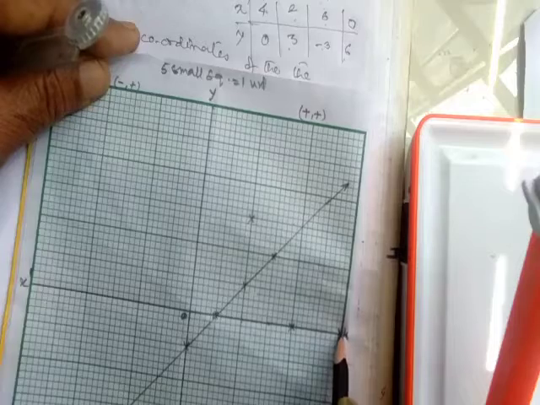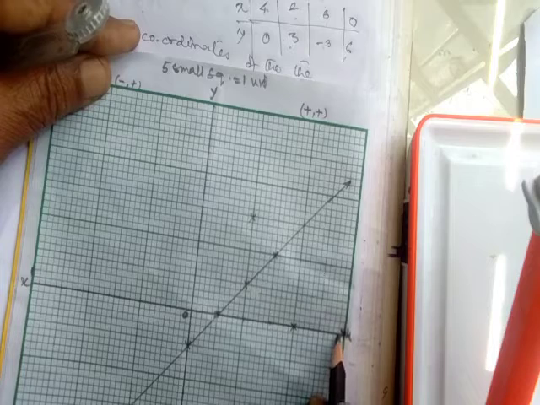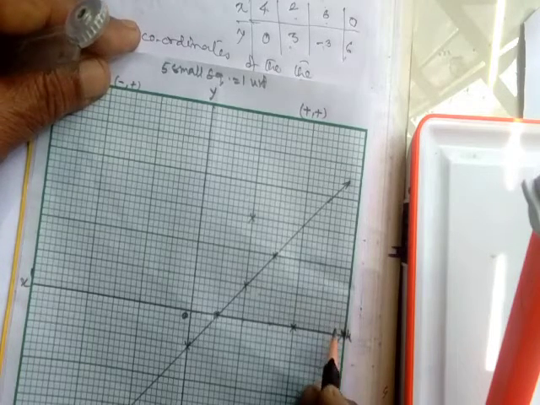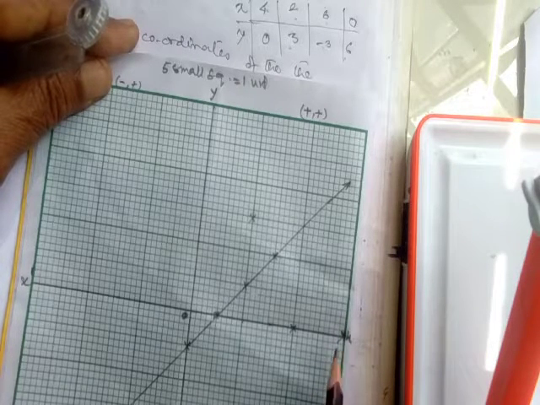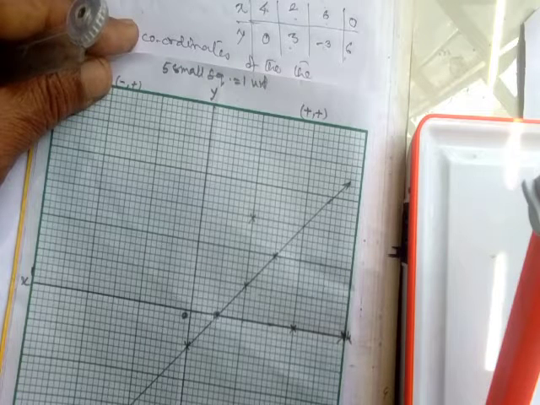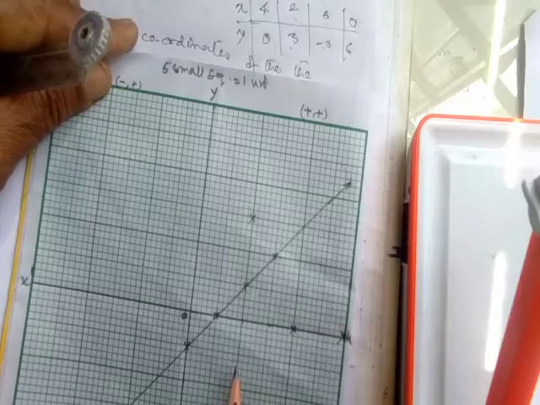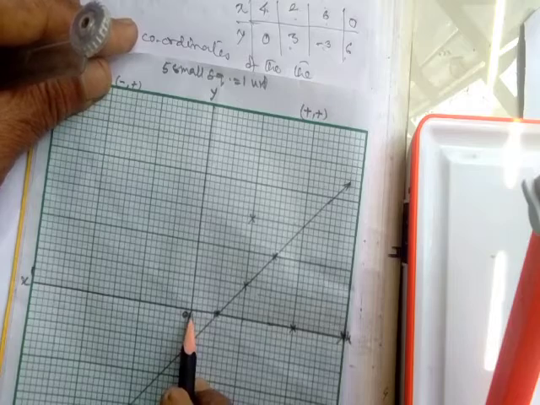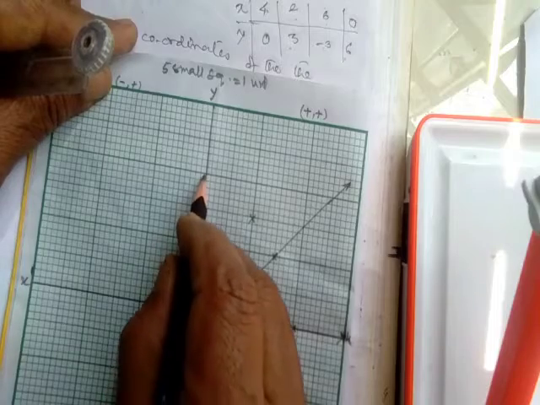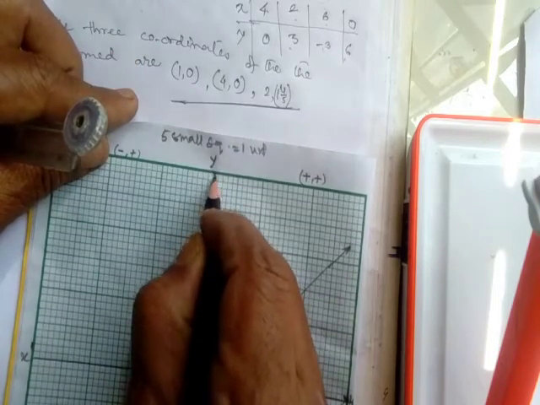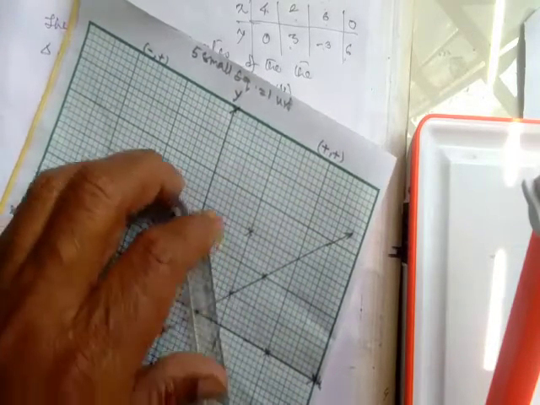It is coming here. This is 6. And y is equal to how much? Y is equal to minus 3. It comes where? 0, 0, 1, 2, 3. This is the point. Next, the fourth point is x is equal to 0, y is equal to plus 6. It is coming 0, 1, 2, 3, 4, 5, 6. This is here. Now I will take the ruler and join it.